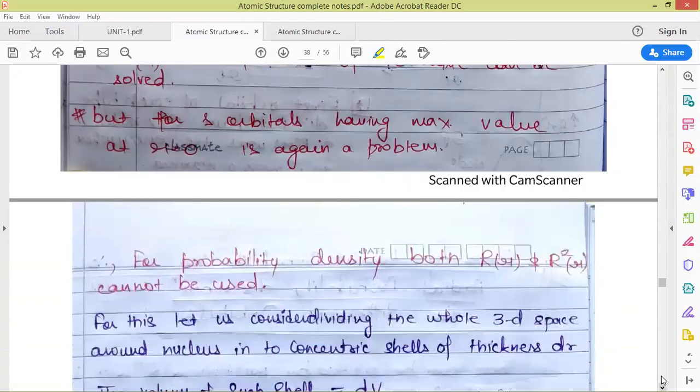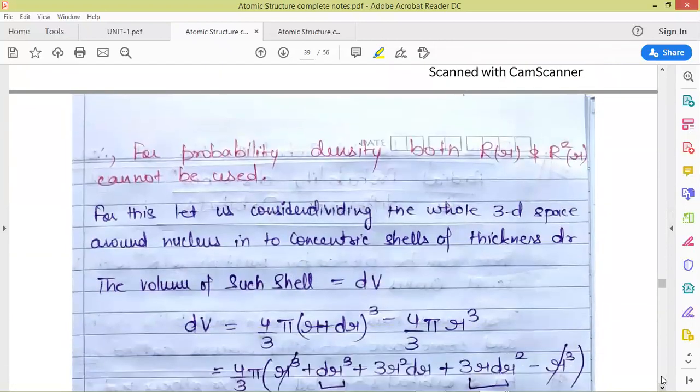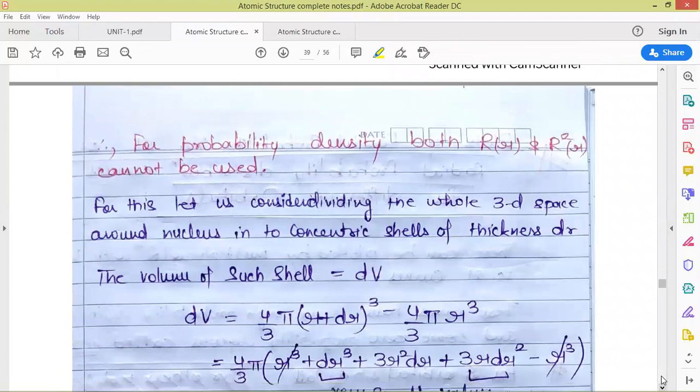To see what value we should relate radial probability with, let us consider a volume element in space around the nucleus, dV. This is the volume element where the electron density is present.